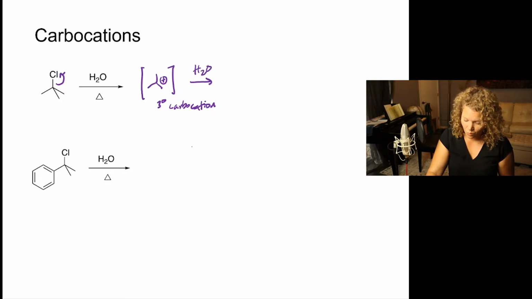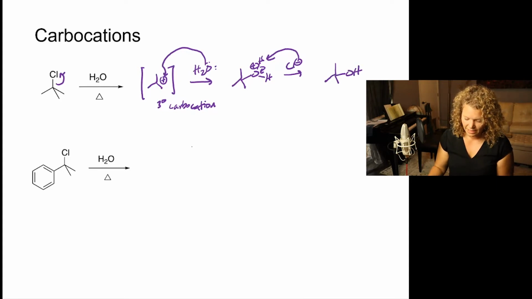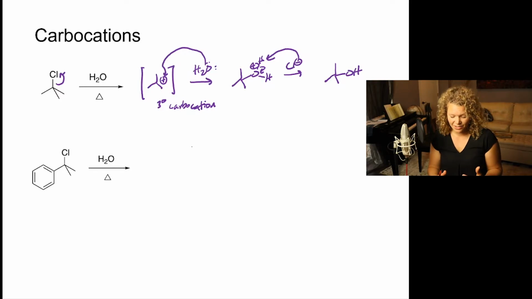Now we're going to have water attack our carbocation here. Again, we have an oxygen with a positive charge, and then we need to remove our very acidic proton there, and here we have our desired alcohol. Let's look at the next reaction.